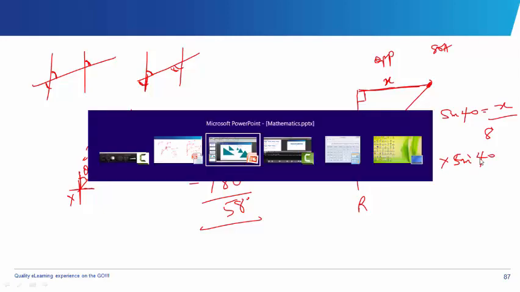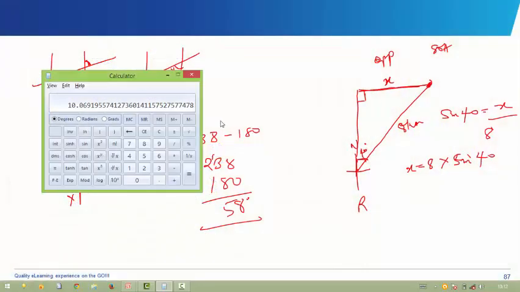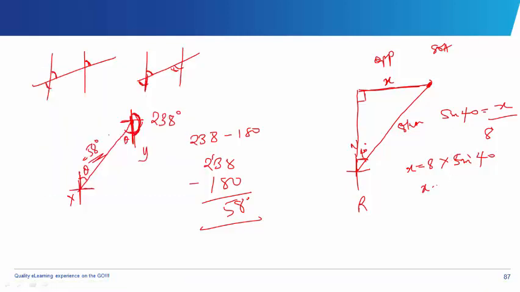So what is sine 40? Let's open our calculator. I'll type 40, press the sine, 0.64, then times 8 equals 5.142. So the distance we're looking for equals 5.142 kilometers, and that is our final answer. So calculating bearing is just as simple as what I've just done. Now I want you to click on Start Quiz and answer all the questions following.